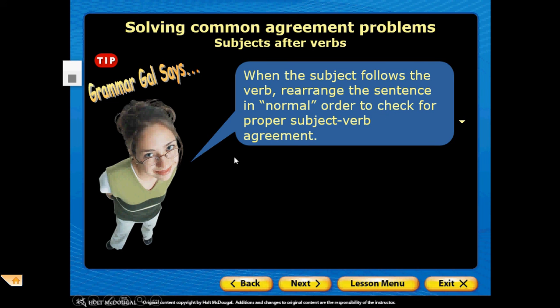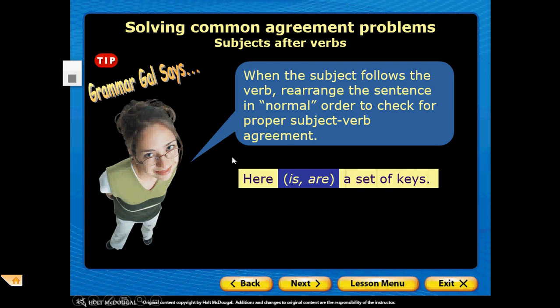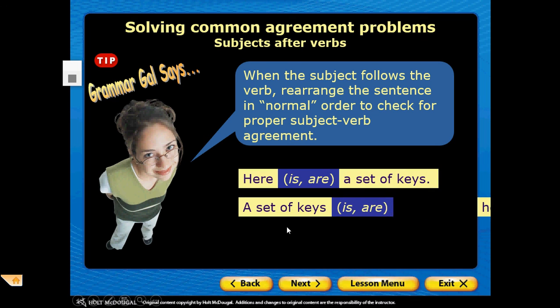Can you give us examples? For example, this example: how are you going to do it? We moved a set of keys to the start of the sentence. This is the normal place of a subject, because the subject usually comes before the verb. And then we can have a look. A set is singular, therefore we use the singular verb.